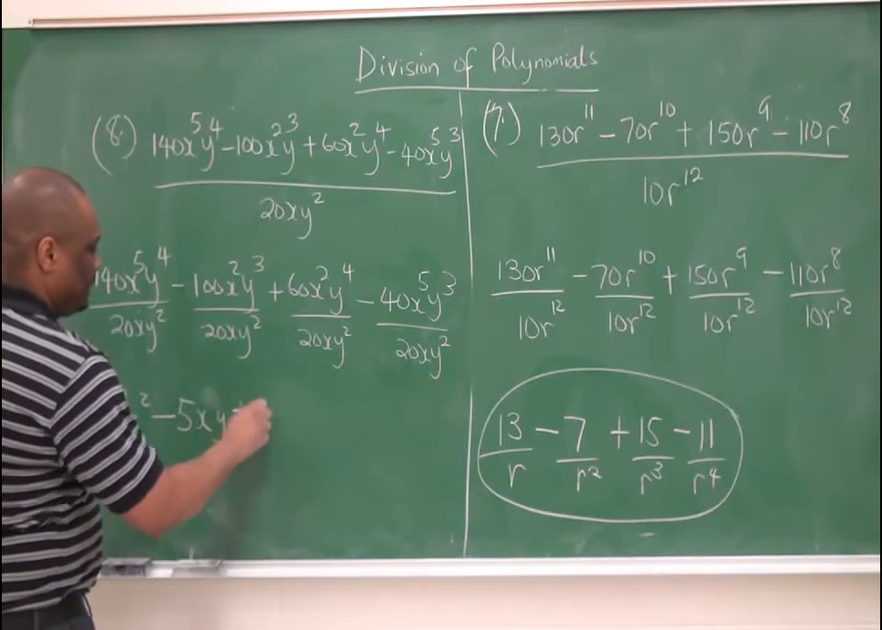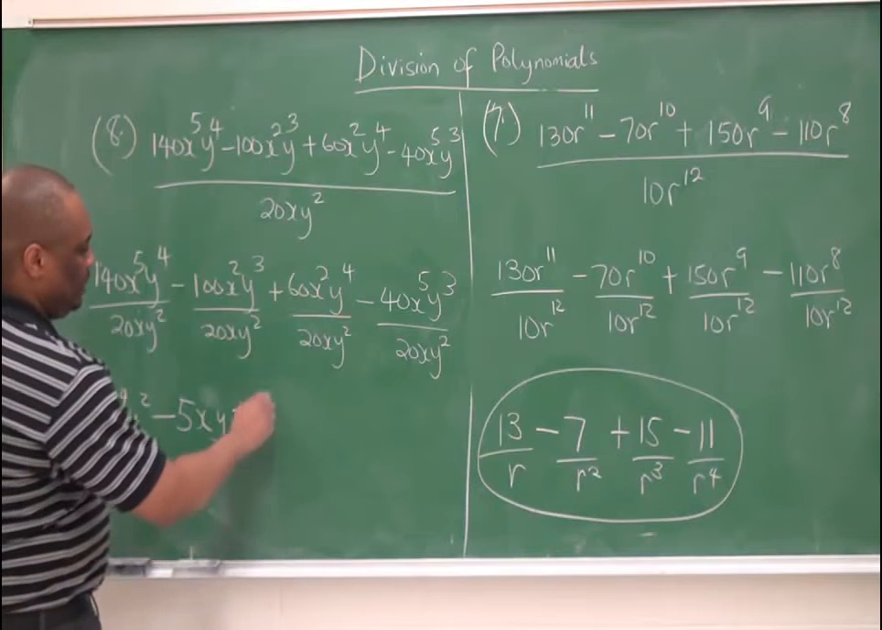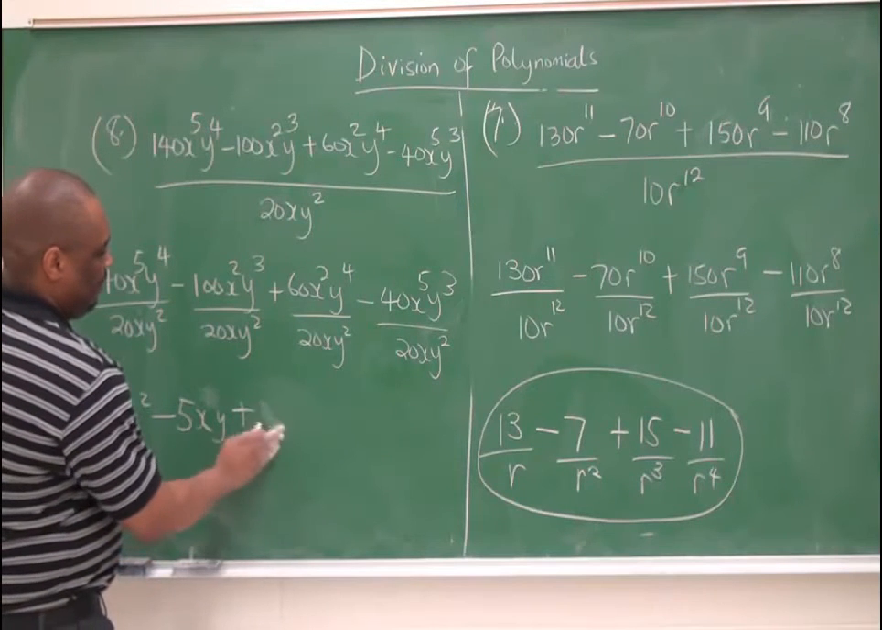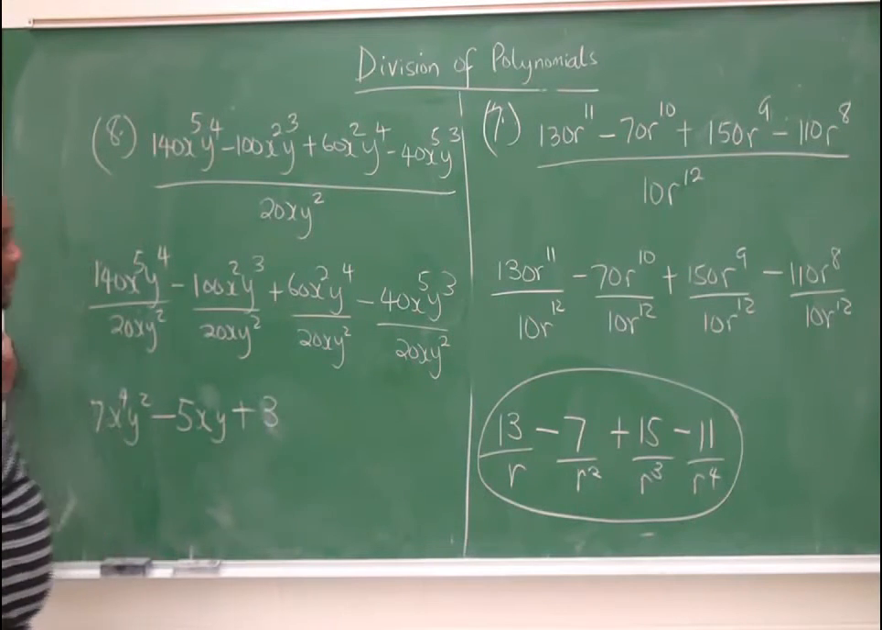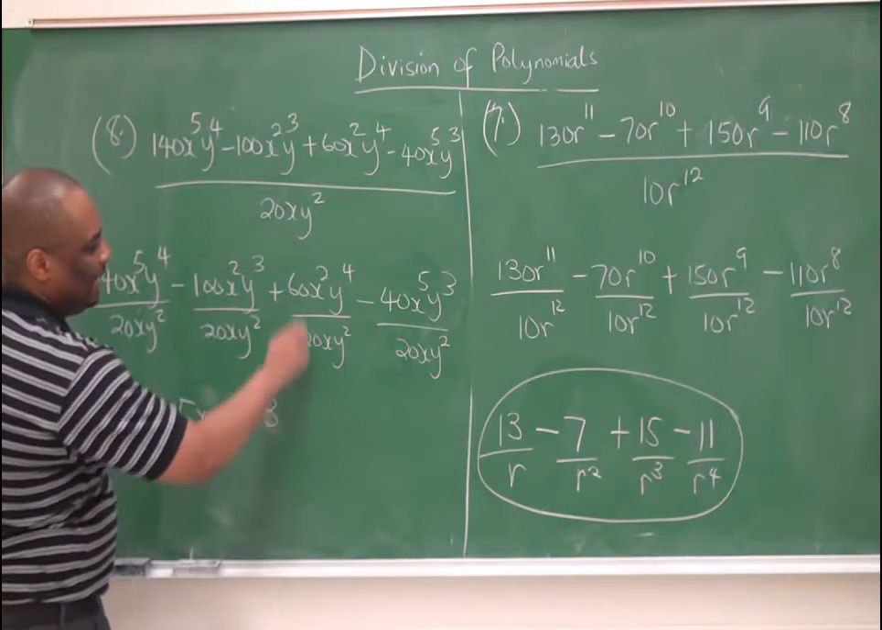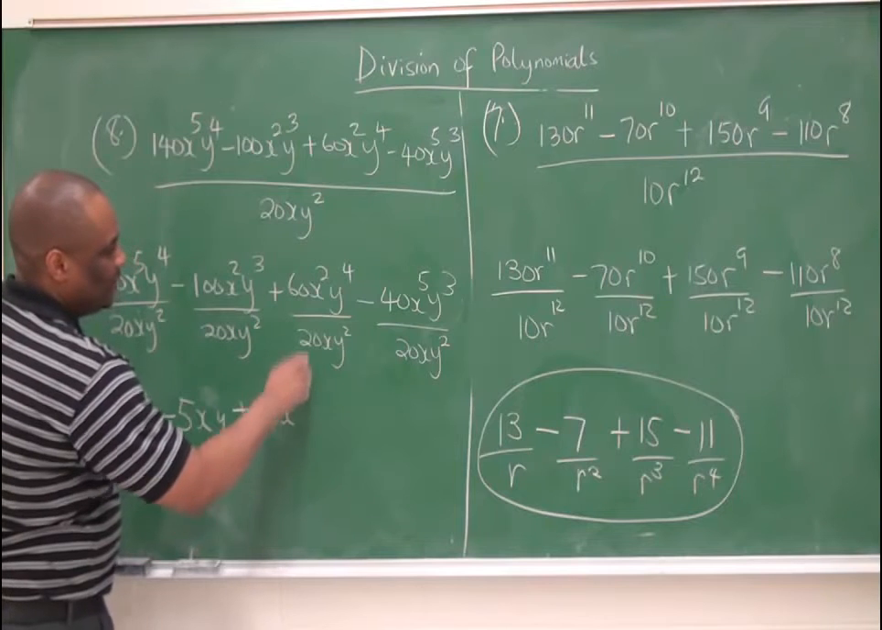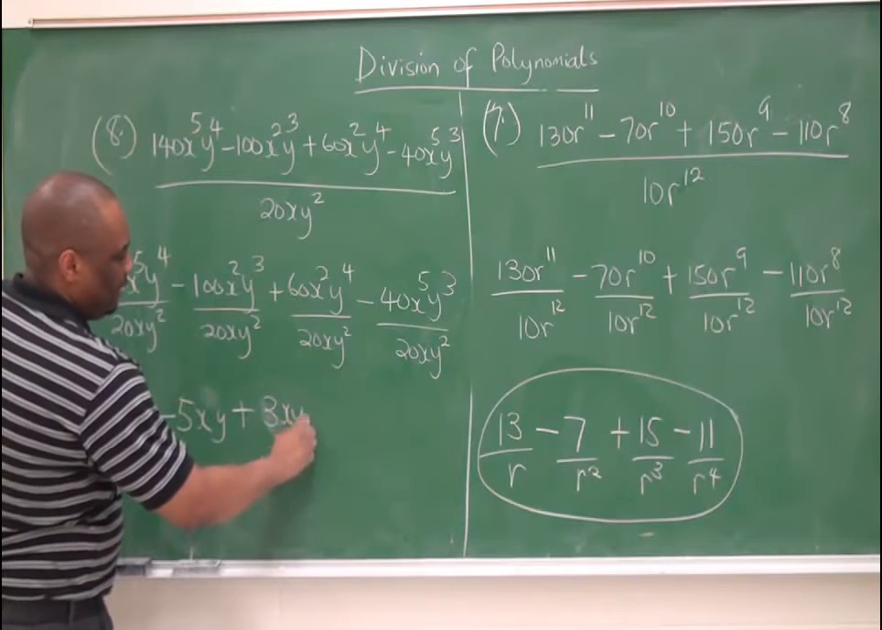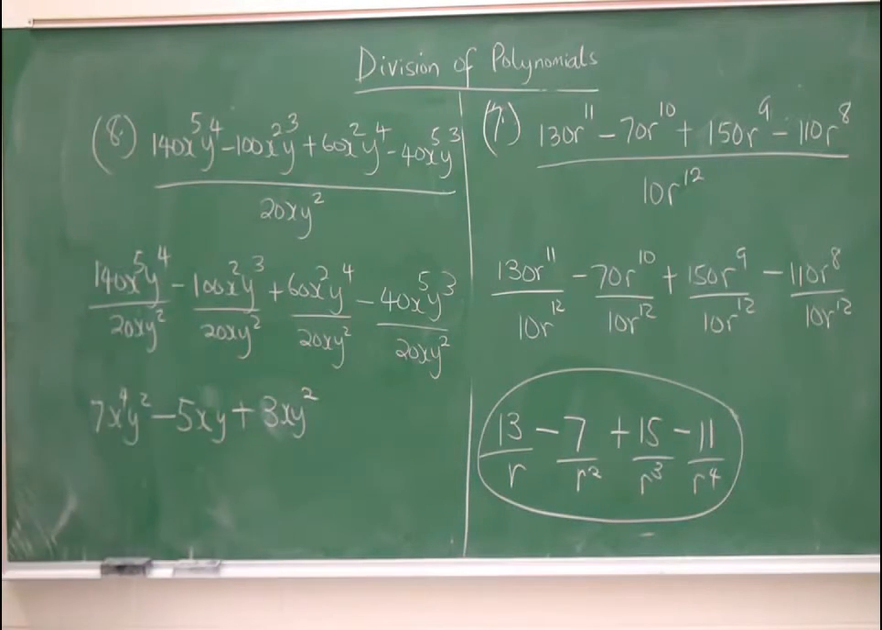Then plus divided by plus is plus. 60 divided by 20 is 4. I'm sorry, 3. Take it easy. Breathe in, out, calm down. So this is 3. Then x^2 divided by x is x. Y^4 divided by y^2 is y^2.